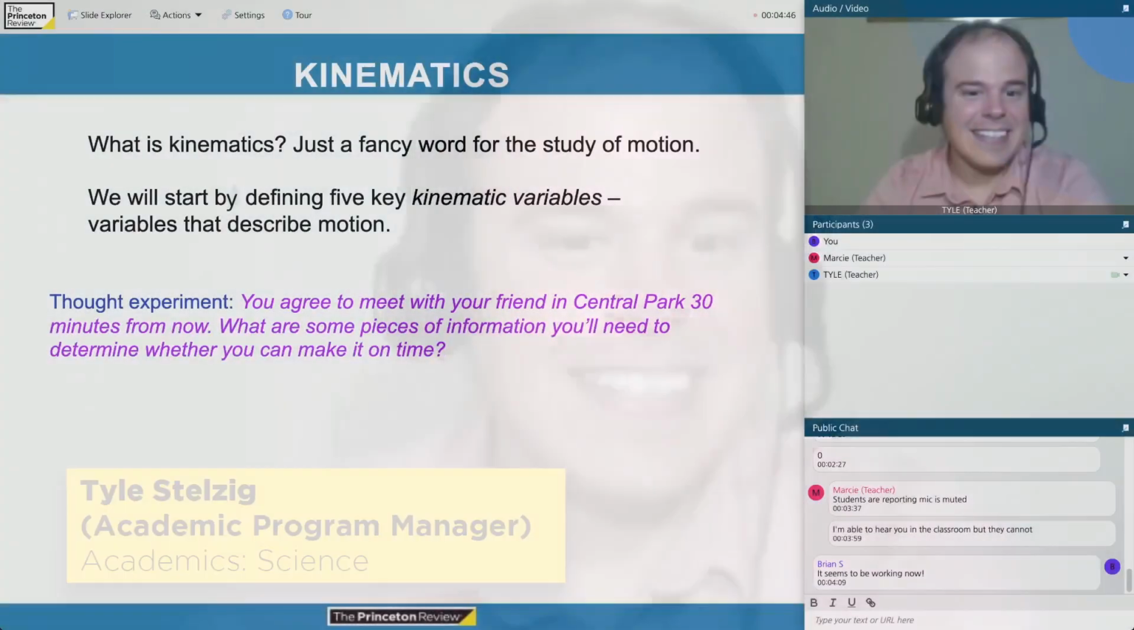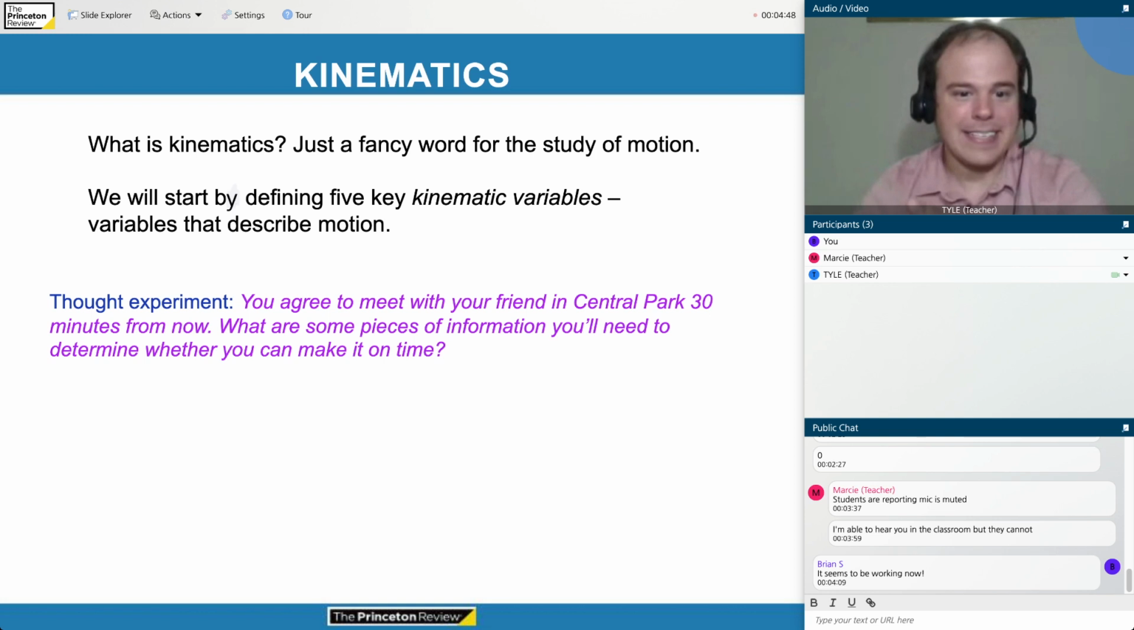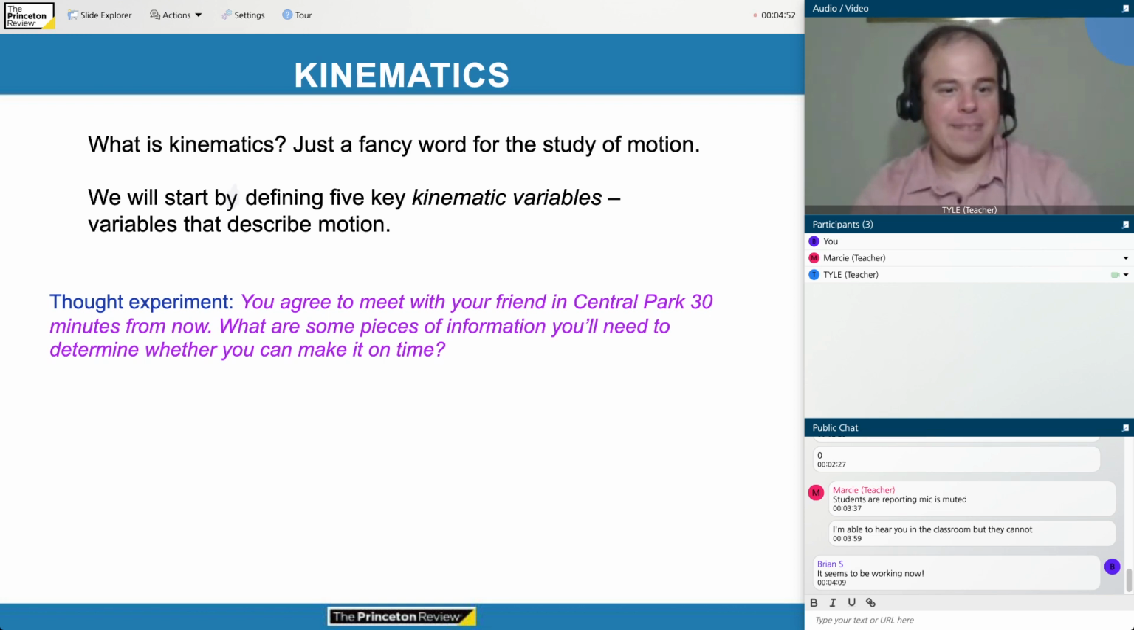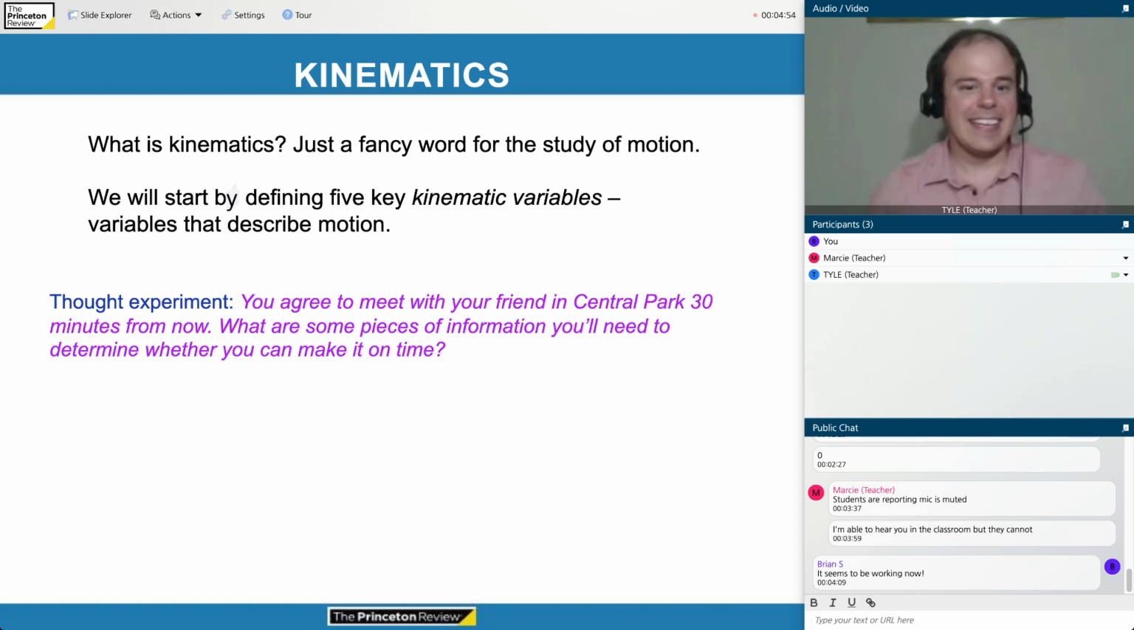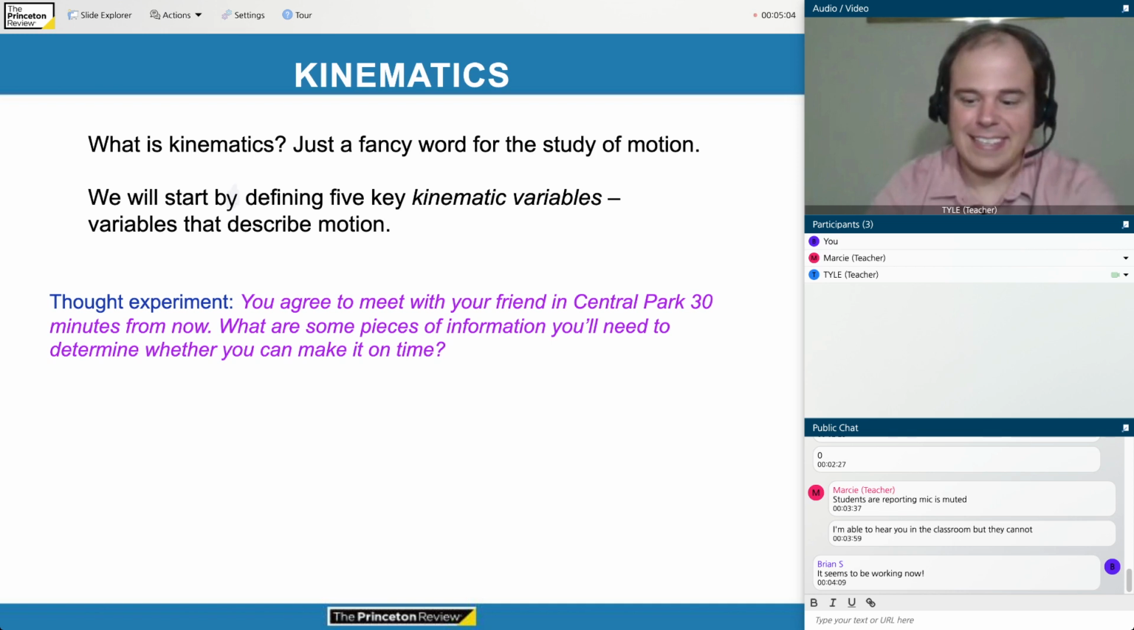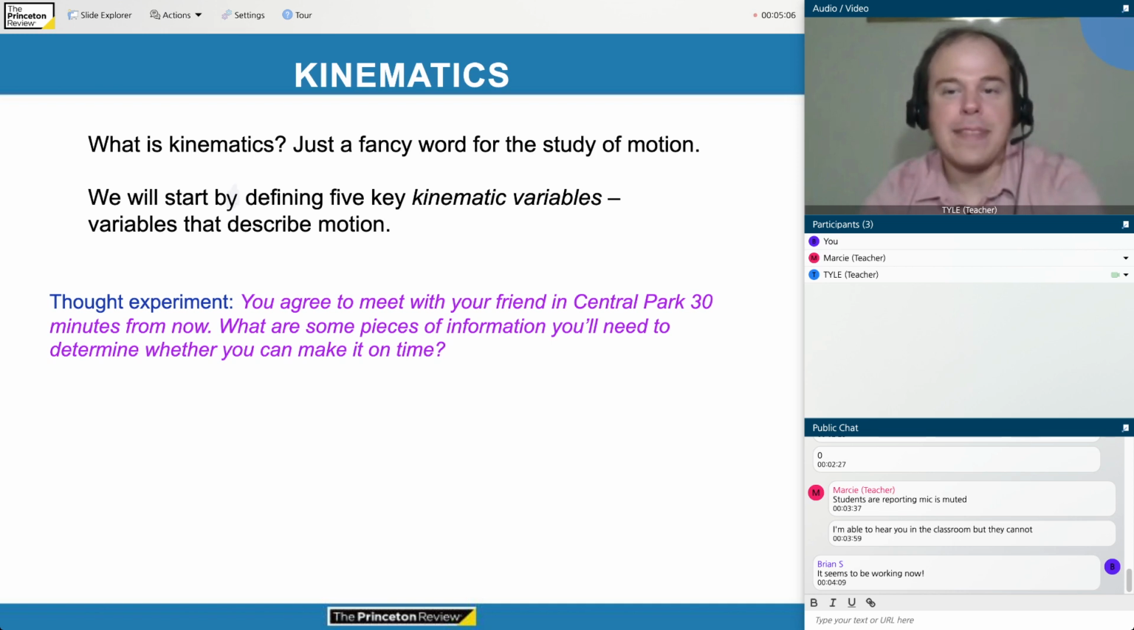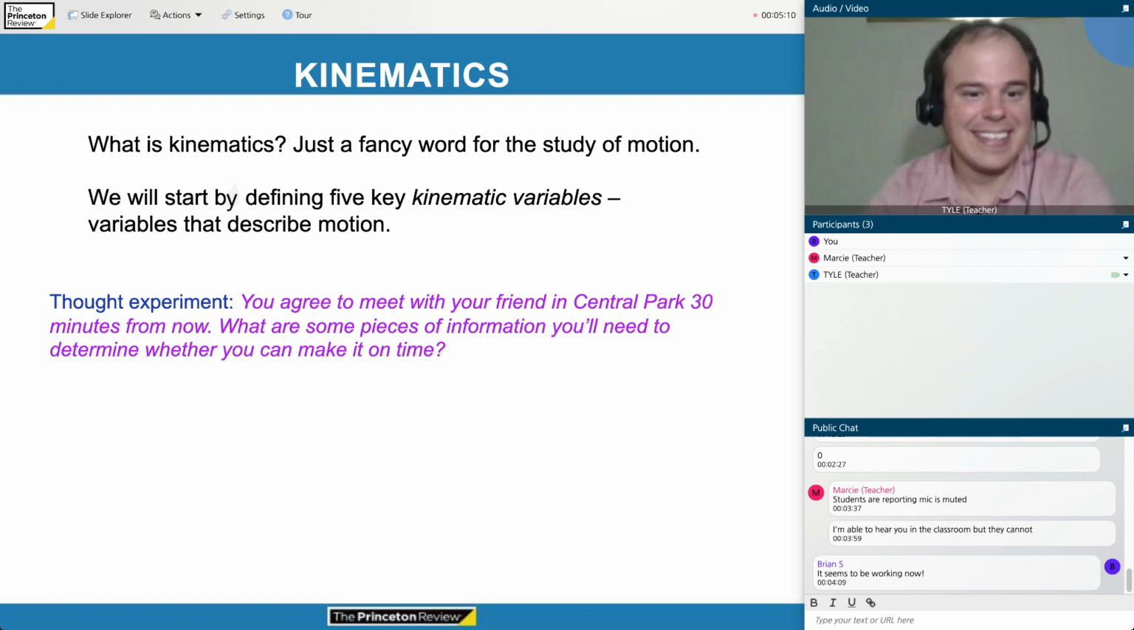All right, so let's start with a thought experiment. Let's say that you agree to meet with your friend in Central Park 30 minutes from now. What are some pieces of information that you would need to determine whether you would be able to make it to meet your friend on time in 30 minutes? Feel free to type some things into the chat as you think about it. What are some key pieces of information you would need?